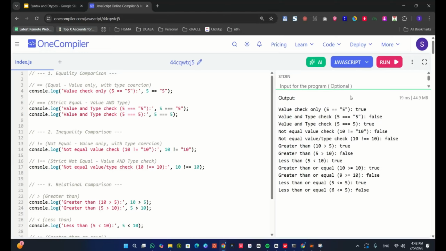From line 14, we have false, which is coming from the not equal operator. On line 17, we also have false, which is coming from the strict not equal. From line 23, 10 is greater than 5, so we have true. For line 24, 5 is not greater than 10, so we have false. From lines 30 and 31, we have true and false, where we are using the greater than or equal to. On lines 34 and 35, we have true and false, also coming from the less than or equal to.